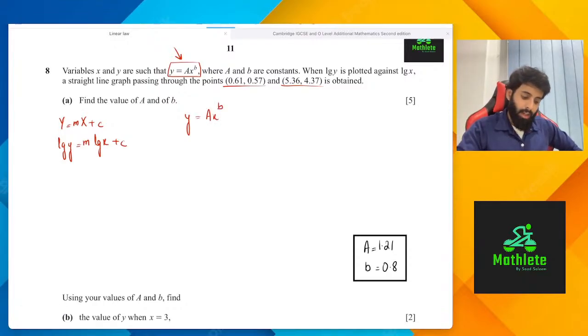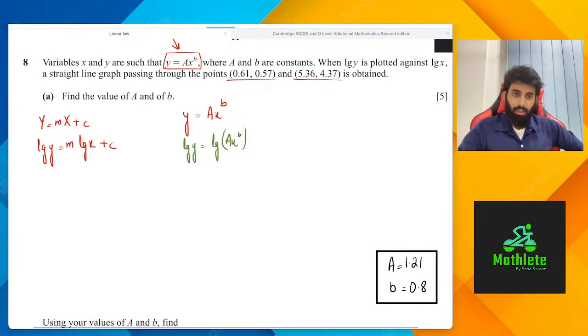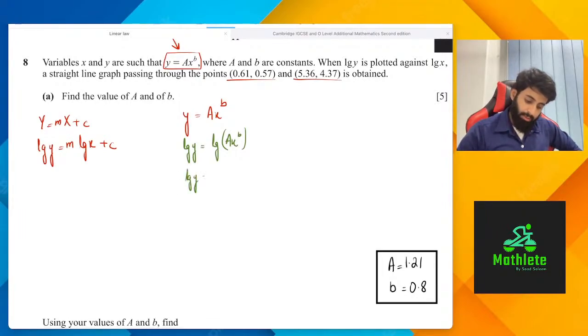Now, what do we have to do first? To bring this into that form, we'll have to put LG on both sides. Now when we put LG on both sides, we get LGY is equal to LG of ax to the power b. For the time being, this whole thing is the argument of LG, and then we're going to split it open one by one. So LGY is equal to LGA plus LGX to the power b.